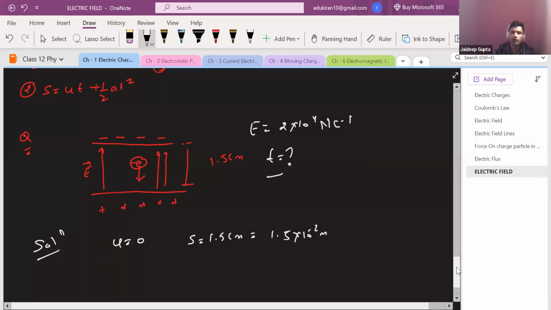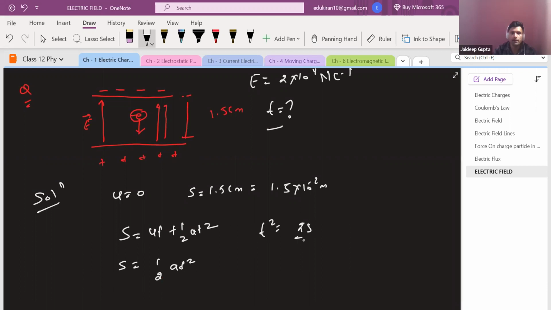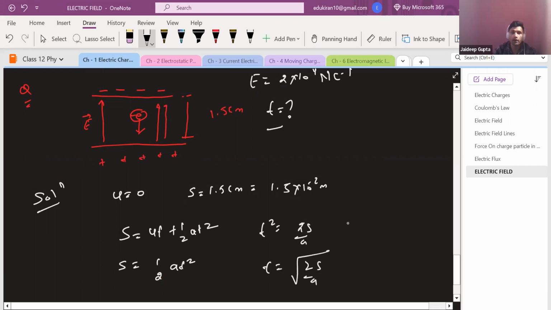Now, what we want, we can use the second equation of motion, that is s equals ut plus half at square, to calculate the time. Since initial velocity is given as 0, this is s equals to half at square. So t square equals to 2s over a. Now the challenge is how to calculate a.